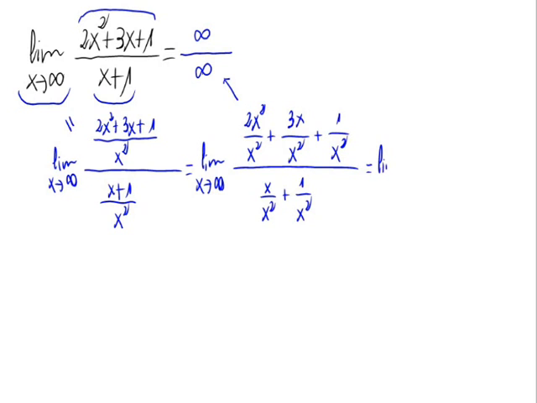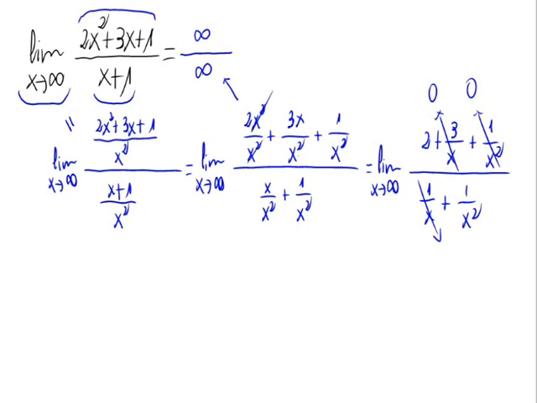Simplifying every fraction, we would have on the numerator the x squared goes away, so there's a 2 right there, plus 3x divided by x squared, the x goes away, so we will have 3 divided by x, and plus 1 divided by x squared. X divided by x squared is equal to 1 divided by x, and 1 divided by x squared is the same.